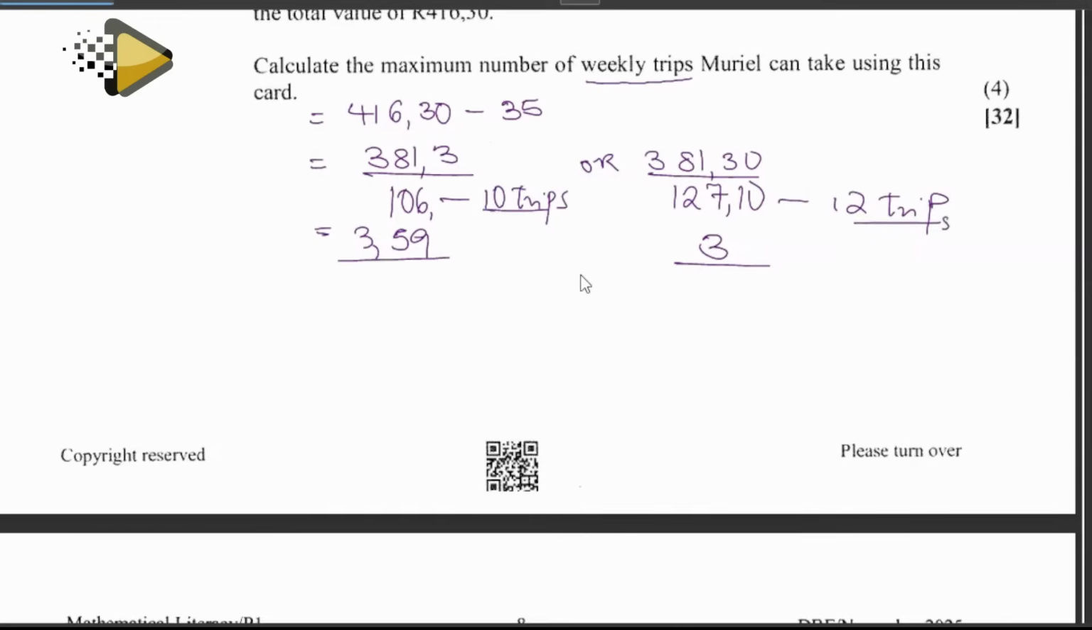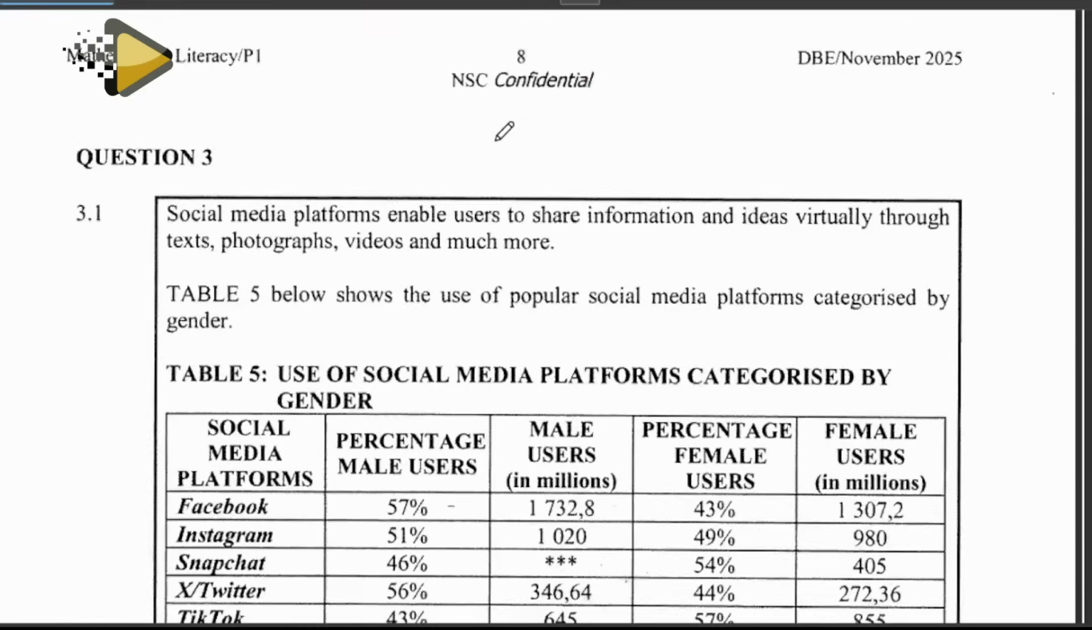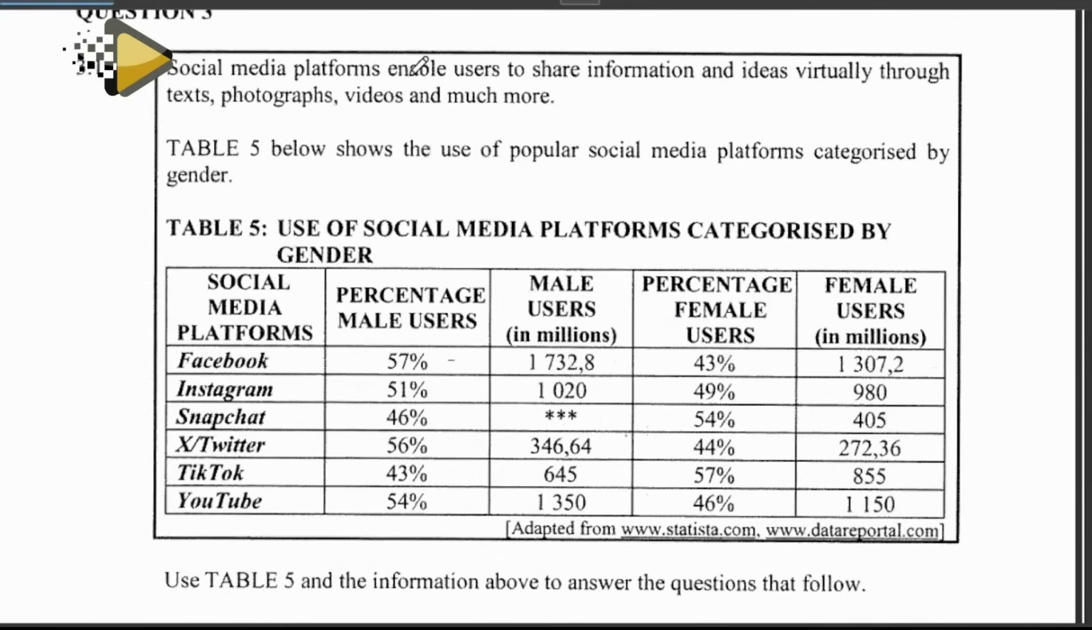All right. Calculate the maximum number of weekly trips Miro can take using this. Question number 3.